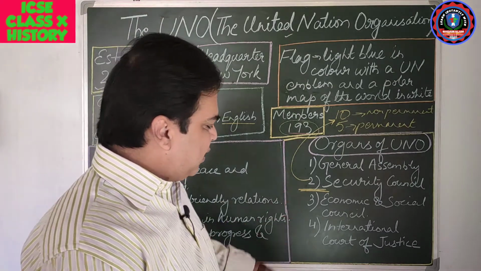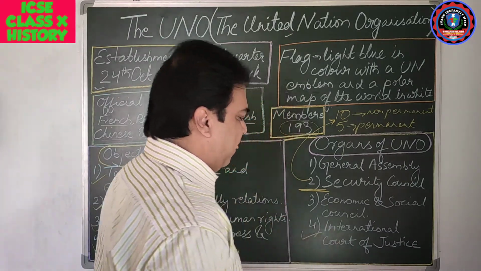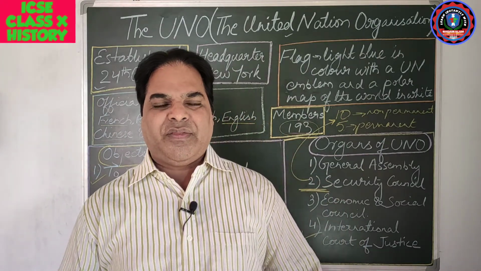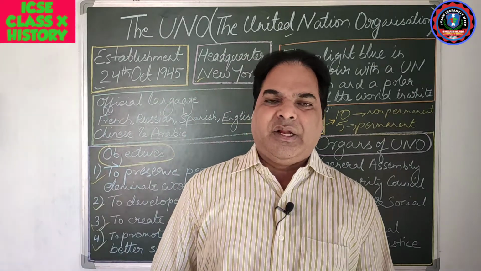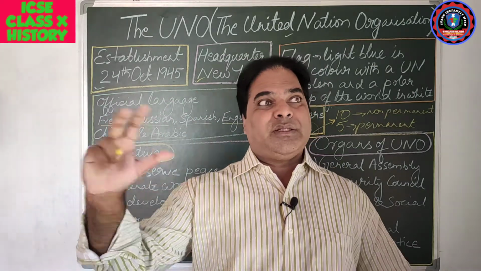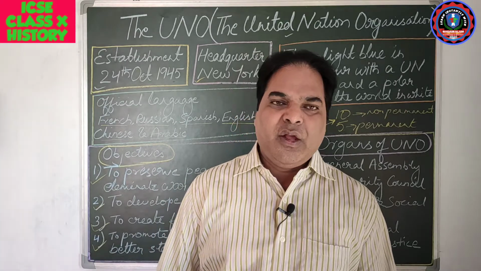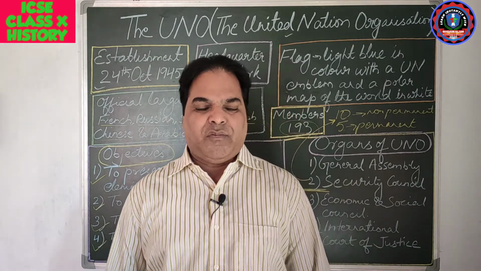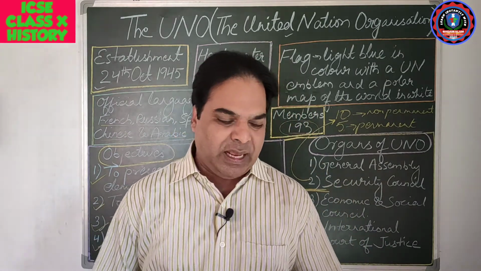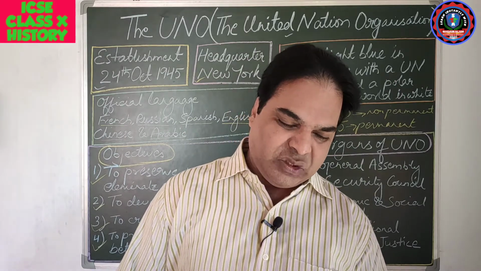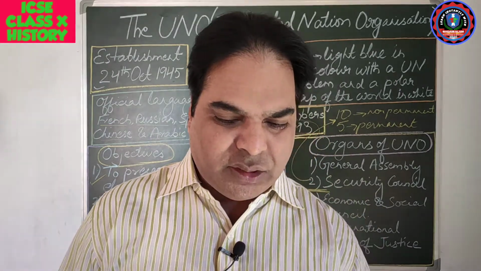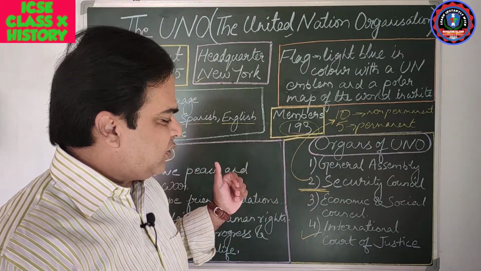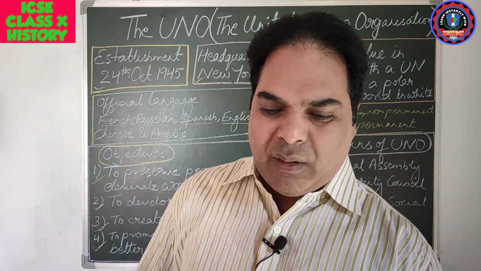So that's the United Nations. One more organ is there, as you can see here: the International Court of Justice. The internal domestic problems are sorted out in the courts in our country. But what about international disputes? Whenever there is a dispute between two countries, where to go? The International Court of Justice is there, where disputes related to international forums are sorted out very peacefully and with proper guidelines. So this is all about the organs of the United Nations organization.